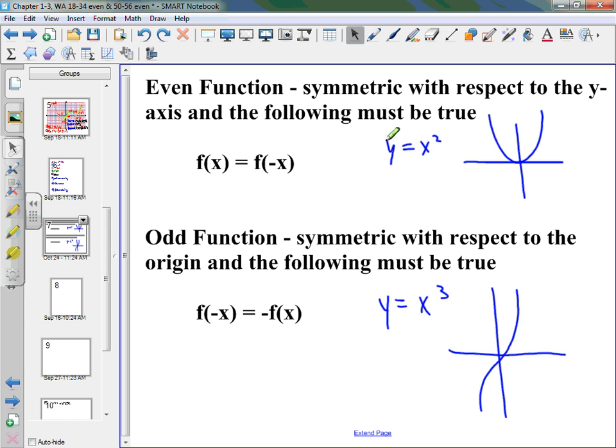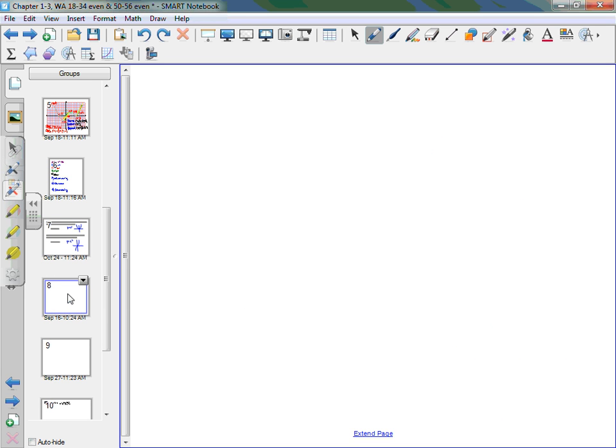Now, how do I know if something isn't an odd or an even function? For example, I'm going to do one actually off tonight's homework, if I can find tonight's homework.